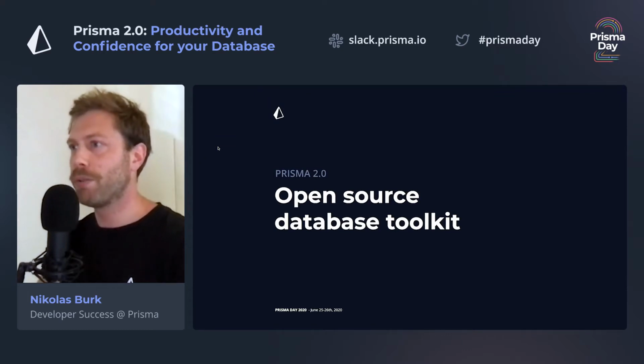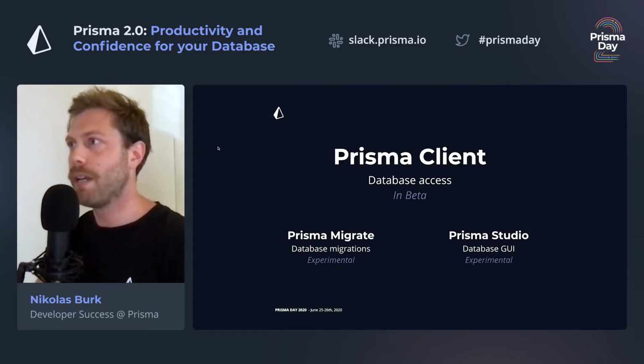Prisma 2 is an open source database toolkit that mainly consists of 3 tools. We have Prisma Client, that's there for database access, Prisma Migrate, and Prisma Studio. Prisma Client is the tool that we've just launched for general availability. So this is actually not accurate anymore. This should say general availability here, not in beta. But Prisma Migrate and Prisma Studio, the 2 other tools that we have available in the Prisma database toolkit, they are currently still in an experimental state.